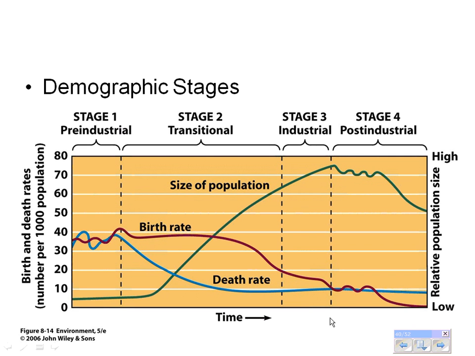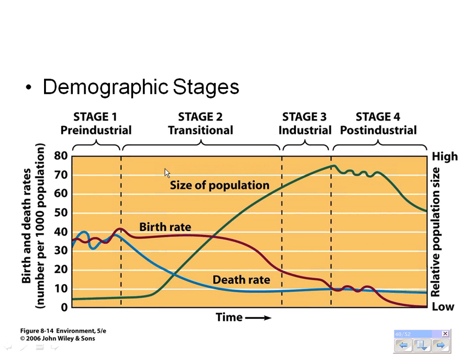So for stage 1, the pre-industrial stage, you can see that the birth and the death rates are both high. And because they're lingering around each other, we're going to have a stable population, or ZPG, zero population growth. The reason why the birth and death rate are high, there's poor medical care, or it's non-existent, limited food supply, and the birth rate remains high to compensate for the mortality rates.